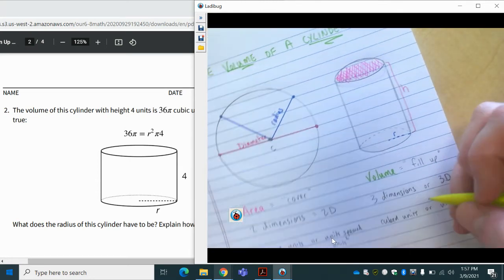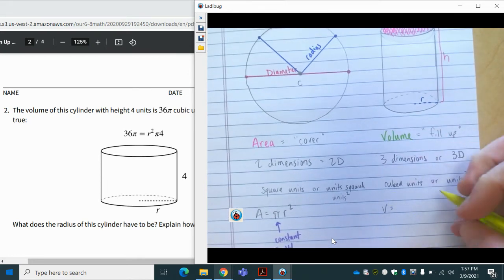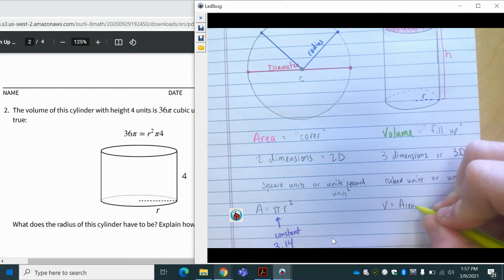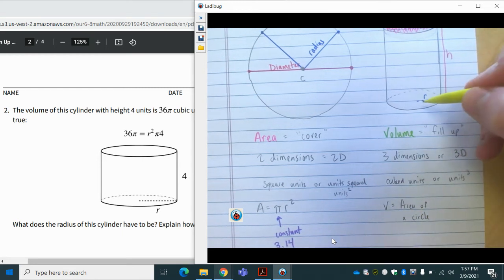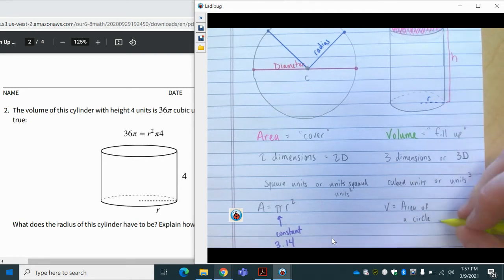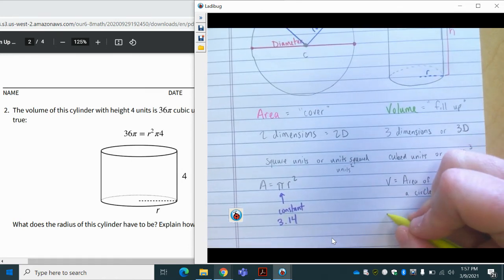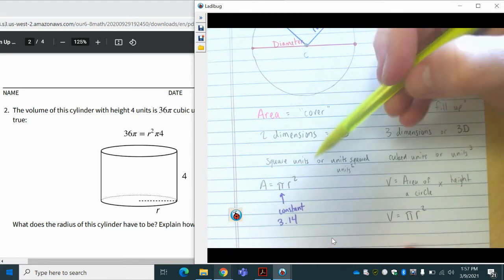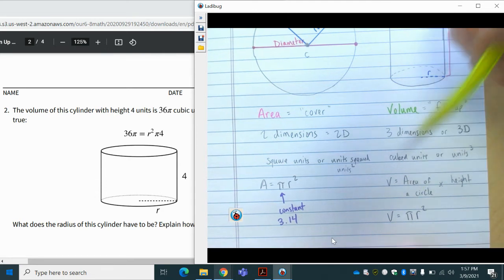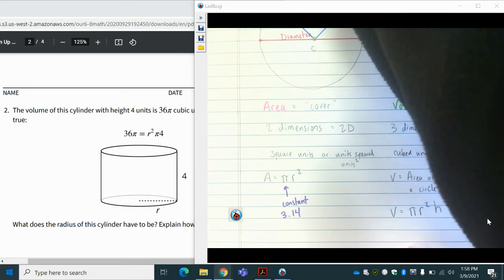So the formula for the volume of a cylinder, the volume is going to be equal to the area of a circle. That area of a circle is just the base. So one of the bases, the area of the base, which is a circle, multiplied by the height. You can rewrite this as the volume is equal to pi r squared, because remember, that's the area of a circle, pi r squared, times the height.